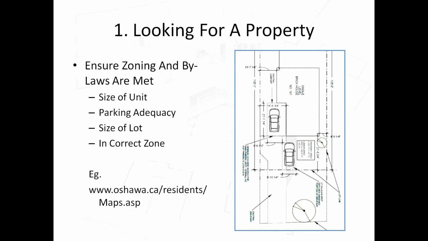Okay, so when looking for a property, the most important thing, the first thing really, is to make sure that the property is in an area where it's allowed. So we want to look for zoning. So with secondary suites, pretty much in every city within Ontario, they have what's called an R1 neighborhood, and sometimes they name it differently. Sometimes they'll call it Zone C or Zone D.